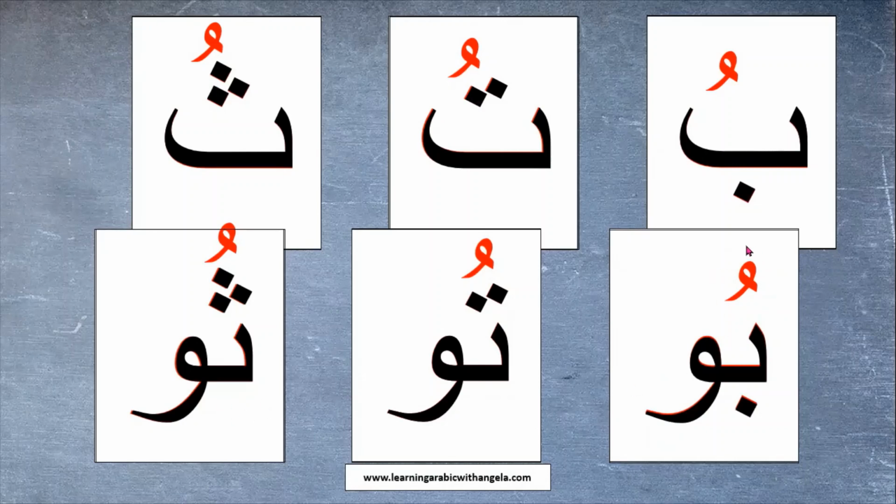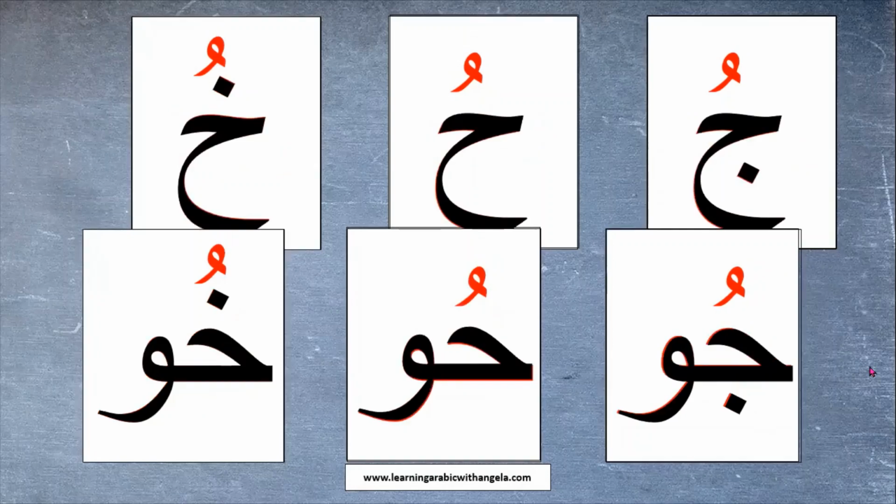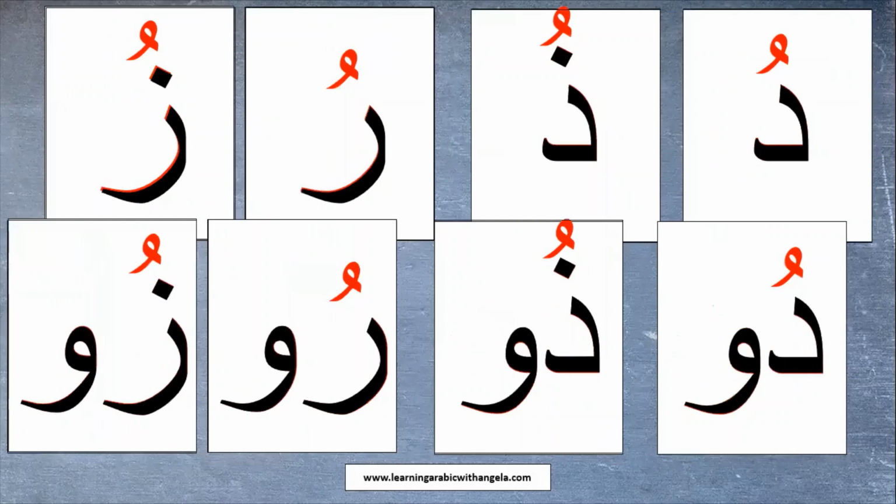As you can see here, we've got the dhamma vowel and the long vowel wow. Together, we've got the sound oo. Ju, hu, hu. Du, du, ru.